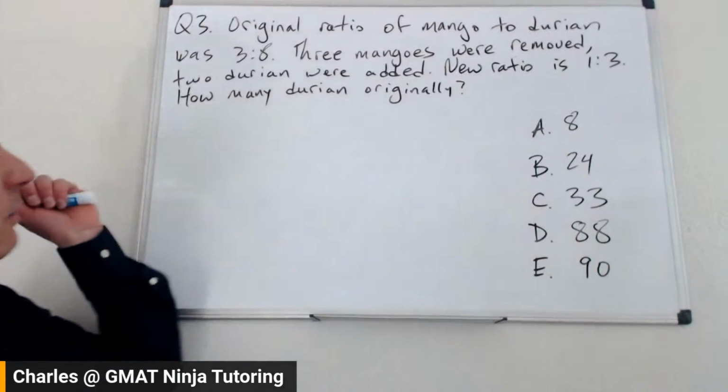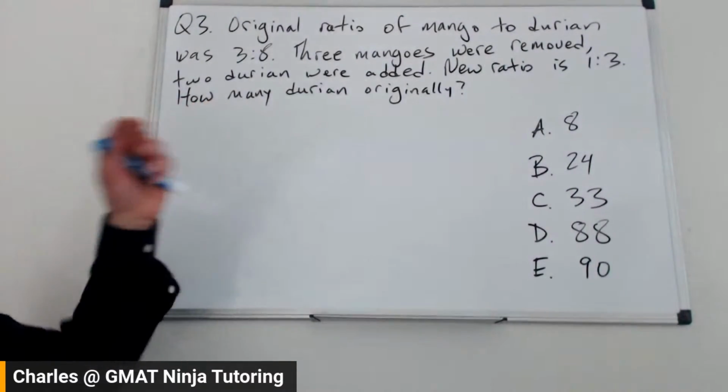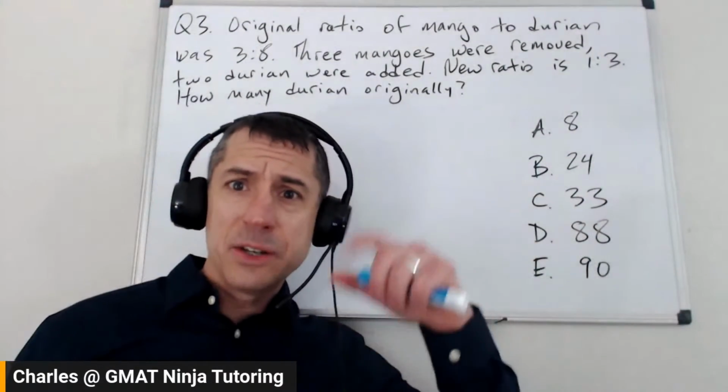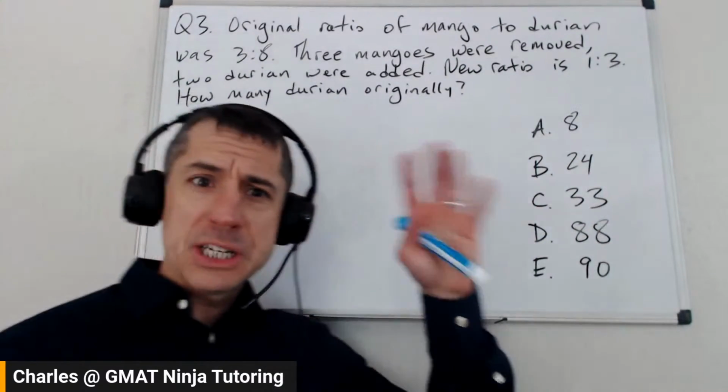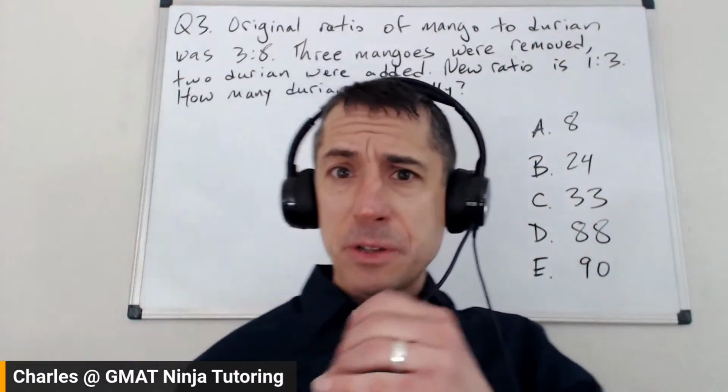Anyway, original ratio of mango to durian was 3-8. 3 mangoes were removed, 2 durian were added. New ratio is 1-3. How many durian were there originally? Okay, bunch of different ways to do this. As always, very typical GMAT that way.